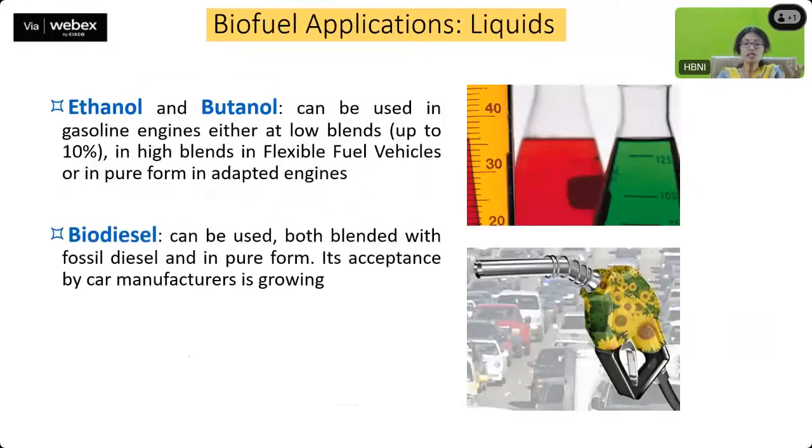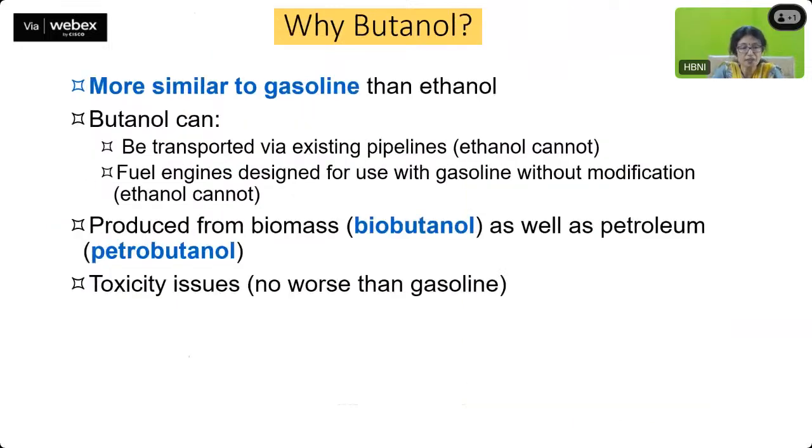So what are the different biofuel applications in case of liquids, ethanol and butanol? These can be used in gasoline engines or petroleum engines, either as a low blend up to 10%, or in high blends in flexible fuel vehicles, or in pure form in adapted engines. And biodiesel, which is the methyl ester, can be used both blended with fossil diesel or in pure form. And gradually the acceptance by car manufacturers for biodiesel is definitely increasing.